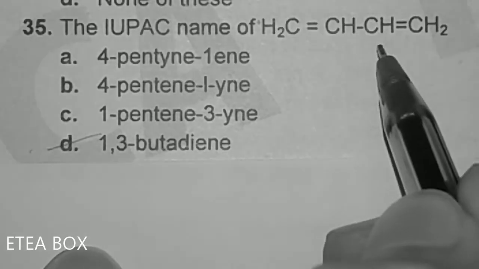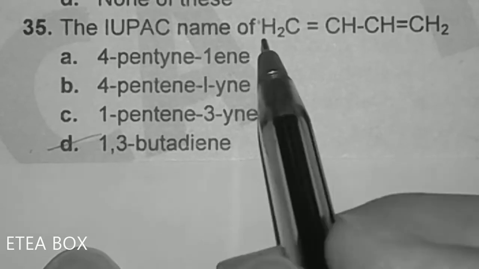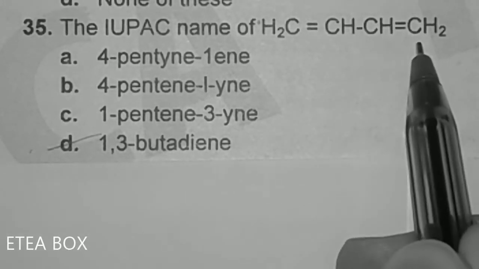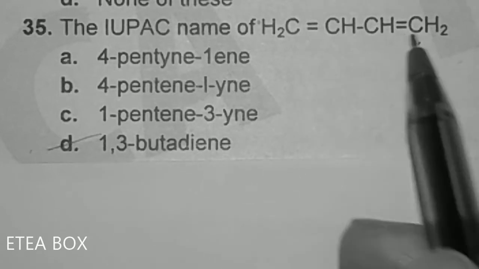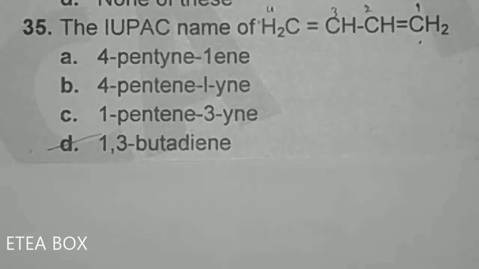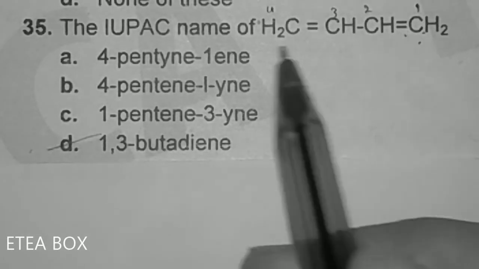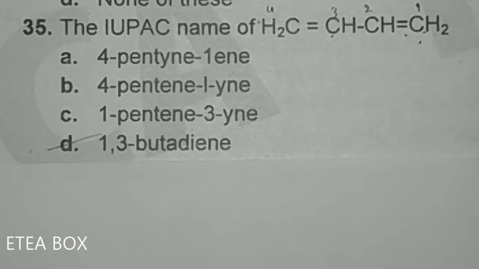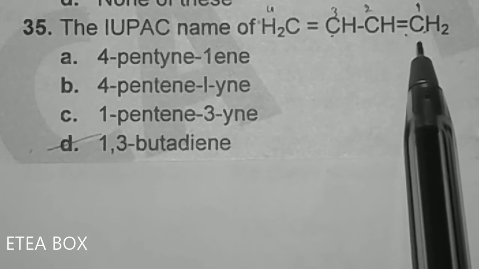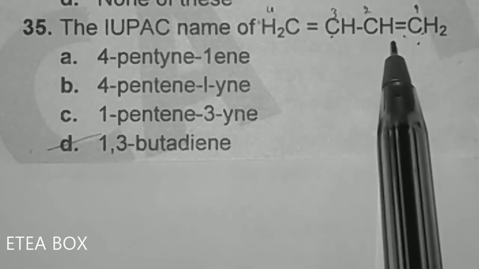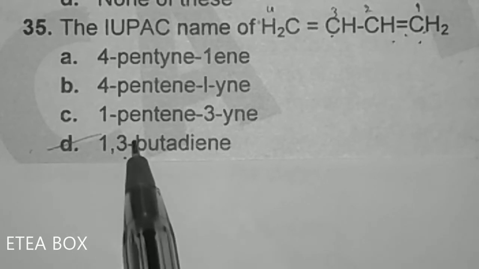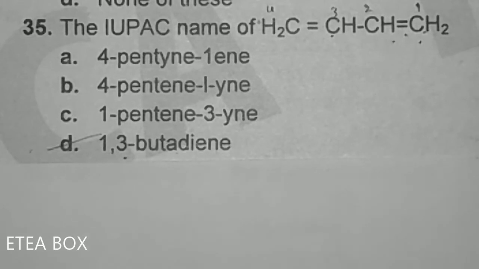Now let's start the numbering. You can start the numbering from here as well. You can also start it from here because on both sides the double bond is present. Let's start it from there. 1, 2, 3, 4. Now on carbon number 1 a double bond is present and on carbon number 3 a double bond is present. So you have to name this one but, and 2 double bonds are present, so diene. And the location is 1, 3. So 1,3-butadiene.